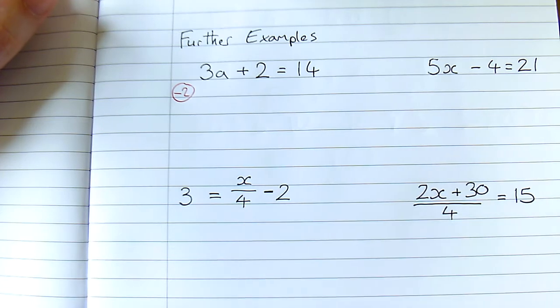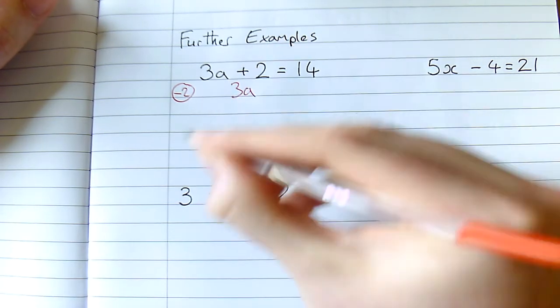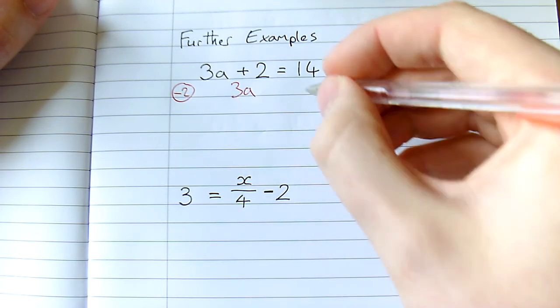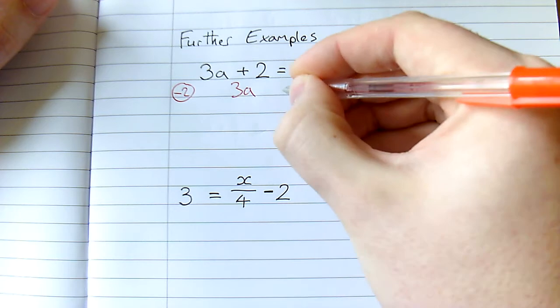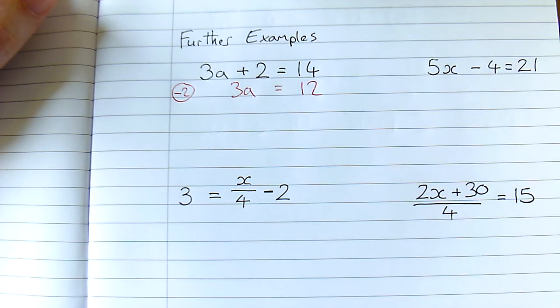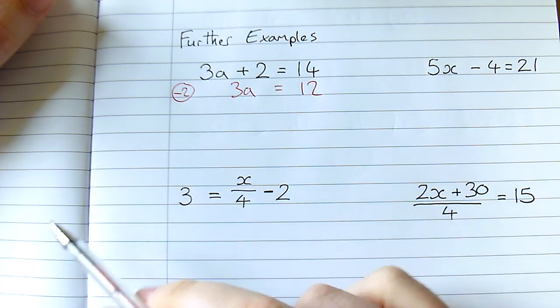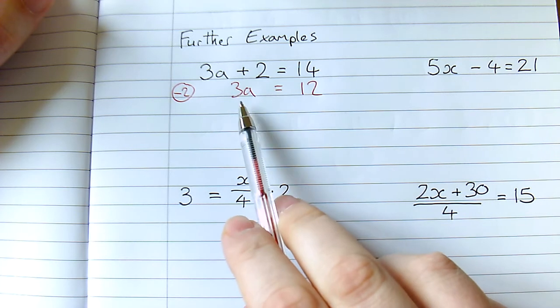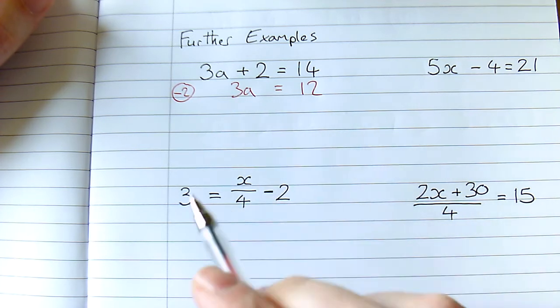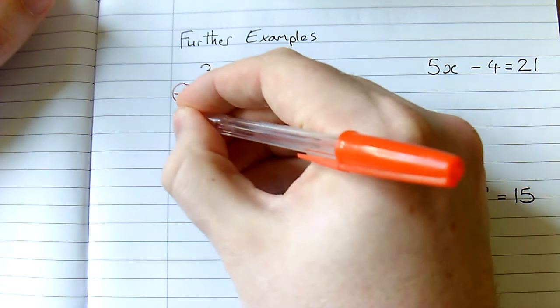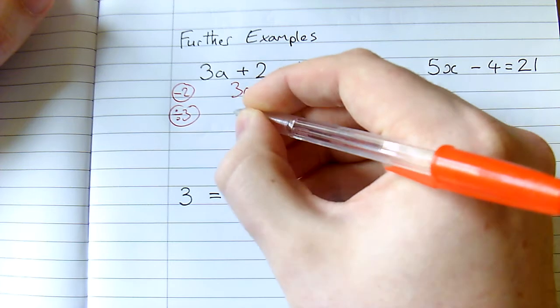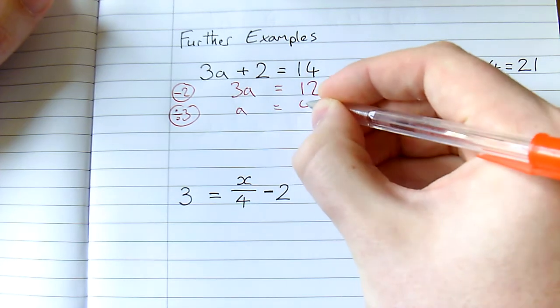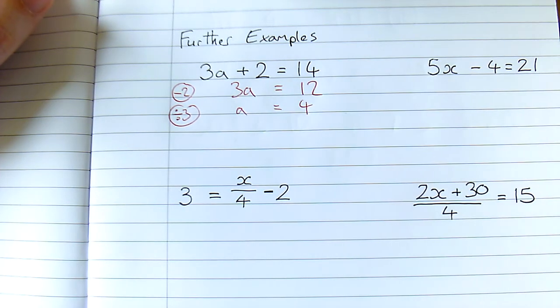If I subtract the 2 from this side, I'm left with 3a. If I subtract the 2 from this side, I'm left with 12. 3a equals 12. Notice I keep putting the steps here. It helps you particularly with equations with a lot of steps. So 3 times something is 12. Well, I'm now going to divide it by 3. A is 4.